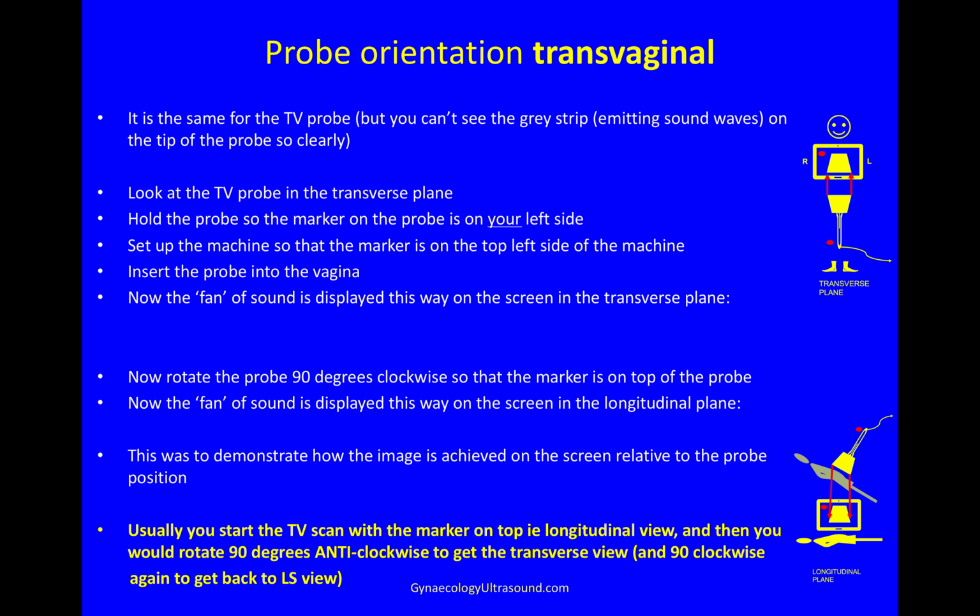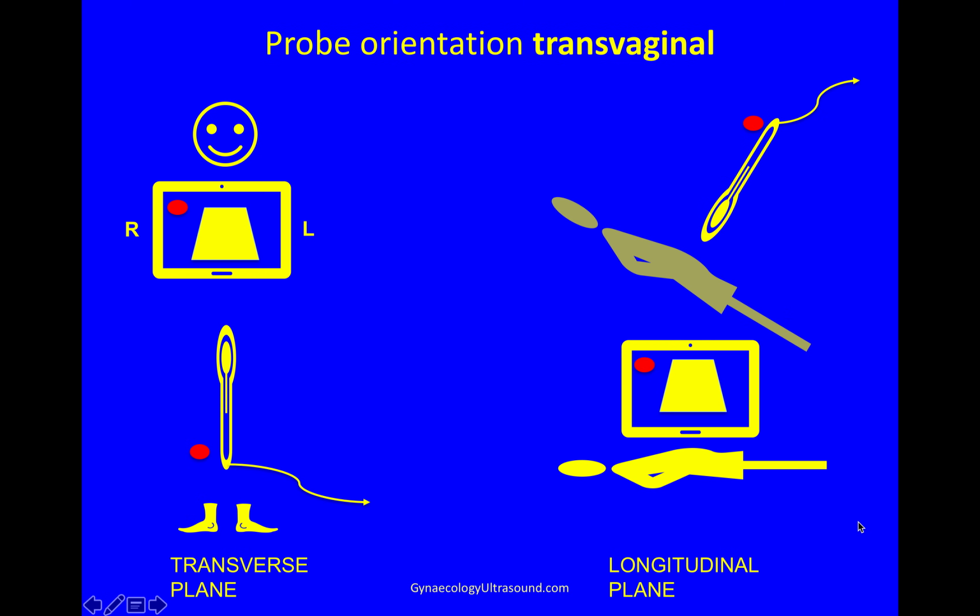Normally though, you would start the transvaginal scan with the marker on the top. You wouldn't go for the transvaginal view first. You'd have the marker there, you'd insert your probe, and immediately you'd have the head end here and the feet end there. So just to show that again, in the transverse plane with a transvaginal probe, the fan of sound comes out this way and it is displayed marker side to marker side, other side to other side. So in a transverse plane, this is the patient's right, this is her left. And in the transvaginal, the sound is coming out like this, and it will be displayed marker side to marker side, other side to other side.